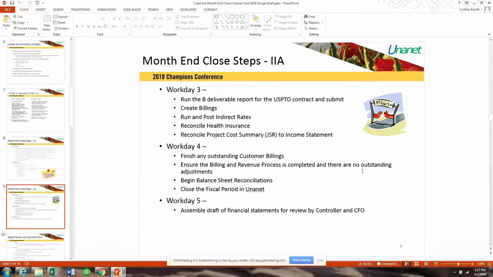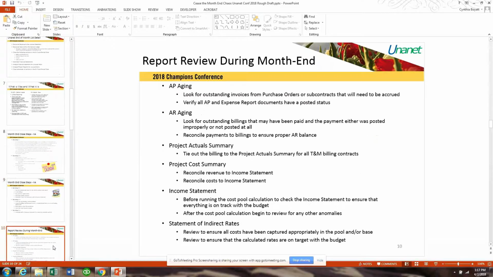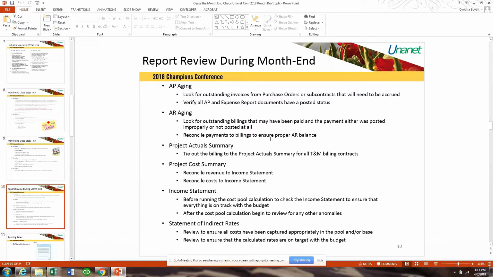Workday 5, we assemble a draft of the financial statements for review by our controller and CFO. Our draft financial statements are approximately 200 pages in length. So the fact that we can get them done that quickly is kind of amazing. So things that we do look at during month-end review. We review an AP aging. We're looking for outstanding invoices from purchase orders or subcontracts that need to be accrued. We're verifying all expense and AP and expense report documents have a posted status.